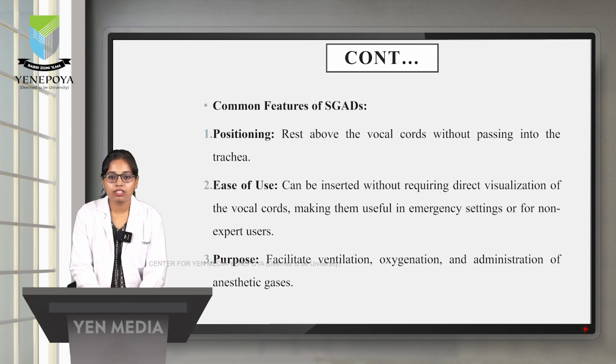Some common features of supraglottic airway devices are positioning: they rest above the vocal cords without passing into the trachea. Ease of use: they can be inserted without requiring direct visualization of vocal cords, making them useful in emergency situations for non-expert users. The purpose of supraglottic airway devices is to facilitate ventilation, oxygenation and administration of anesthetic gases.